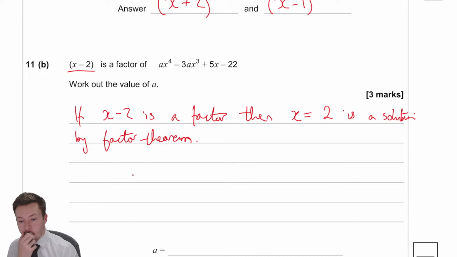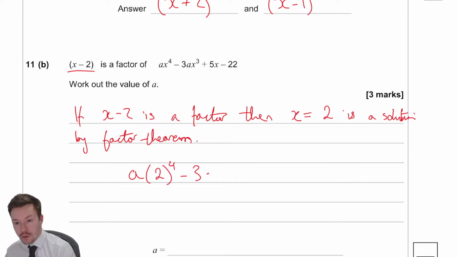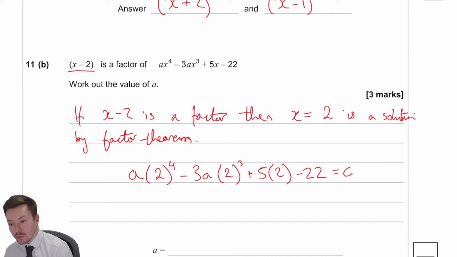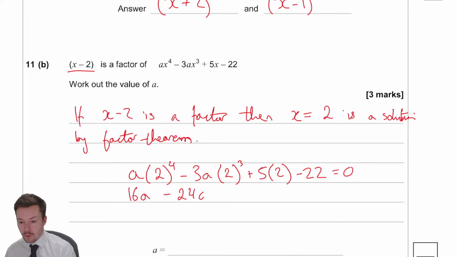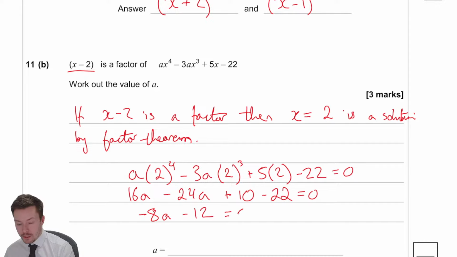And then what we're going to do is substitute 2: a times 2 to the power of 4, minus 3a times 2 cubed, plus 5 lots of 2, minus 22 is equal to 0. 2 to the power of 4: 2, 4, 8, 16. So we've got 16a minus 2 cubed is 8, times 3 is 24a, plus 10 minus 22 is equal to 0. So we got minus 8a, 10 take away 22 is minus 12, is equal to 0.